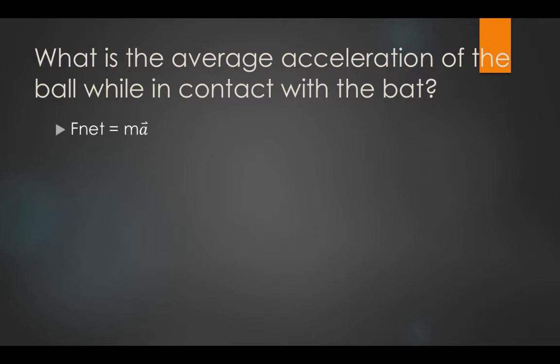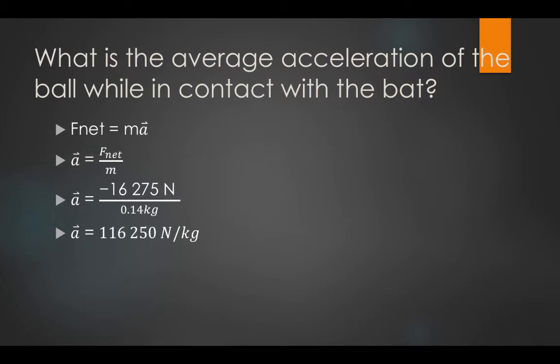Remember, F net equals mass times acceleration. Acceleration equals net force divided by mass. Force was negative 16,275 newtons, and mass of the ball was 0.14 kilograms. Acceleration is 116,250 newtons per kilogram, or equivalently 116,250 meters per second squared.